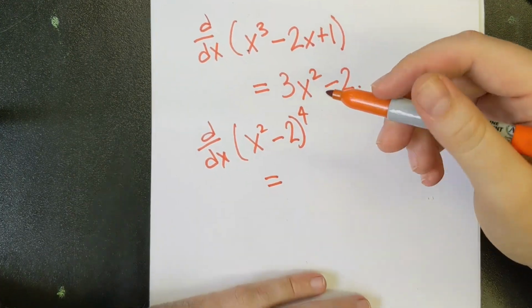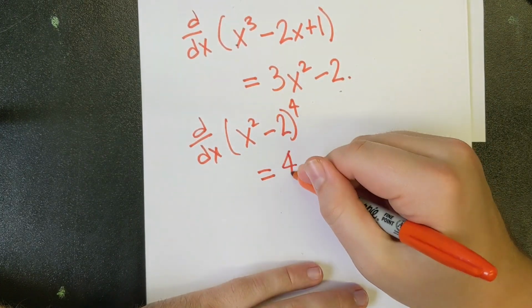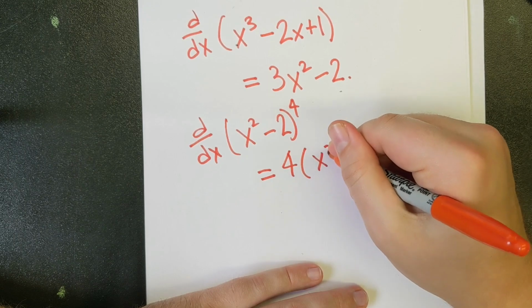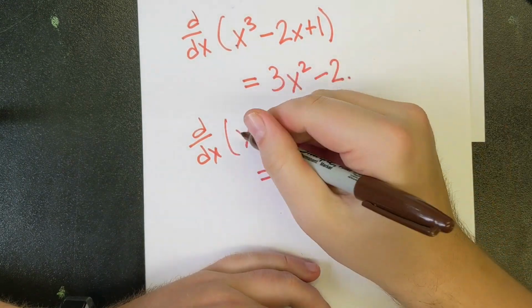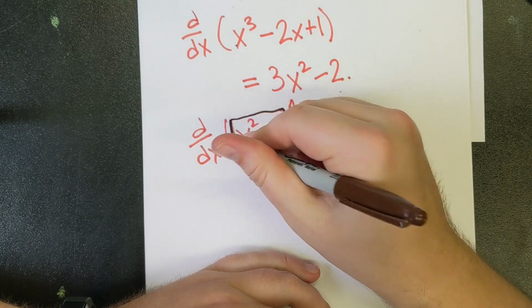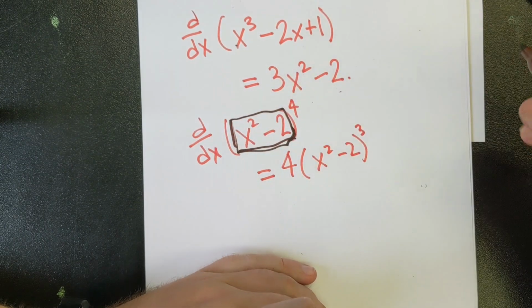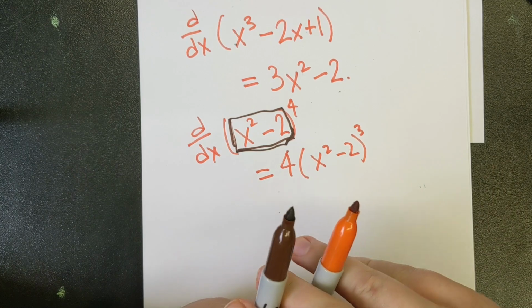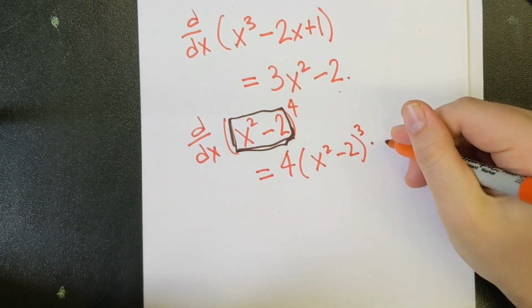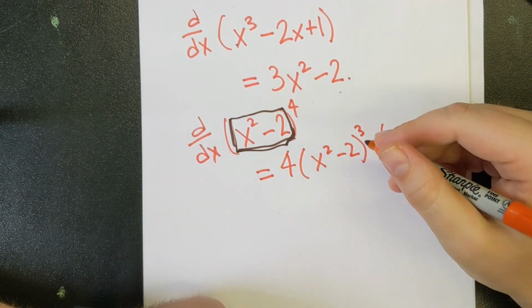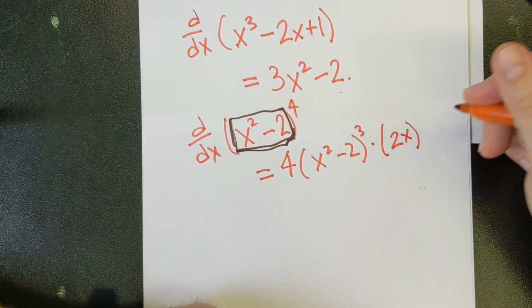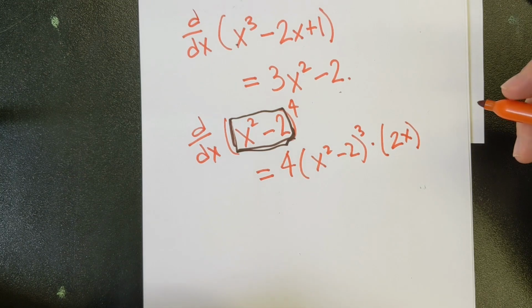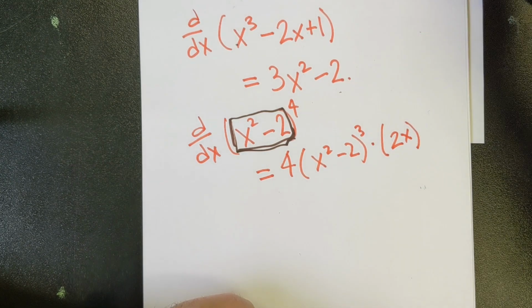Well, here we have to do the chain rule. We have the power drop down. We leave the inside the same. So it's like you've locked in the inside part. The inside's going to stay the same. So the 4 is going to fall down, but then you're going to times it by the derivative of the inside. And what's that? Well, derivative of x squared is 2x. The minus 2 vanishes. So you just get this. Okay, let's do another one.